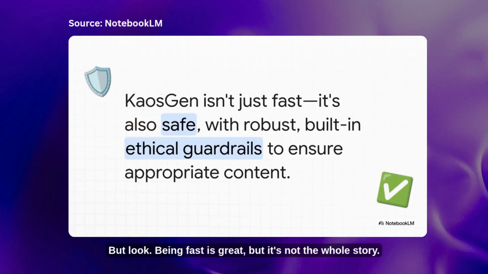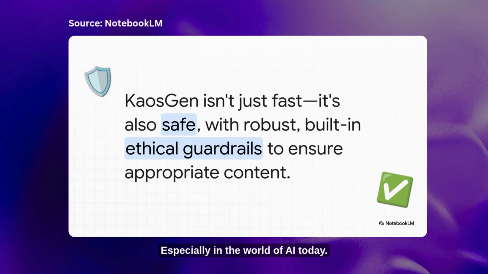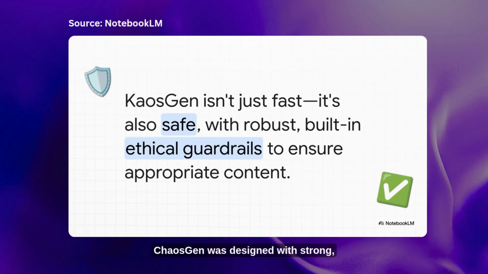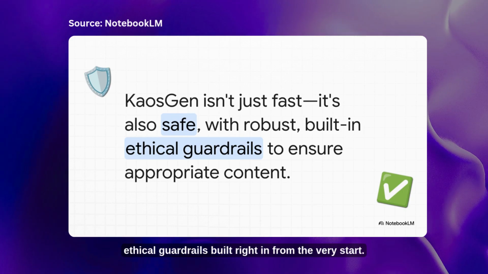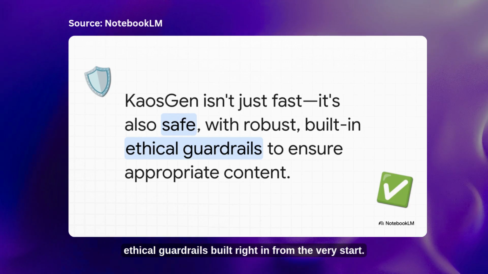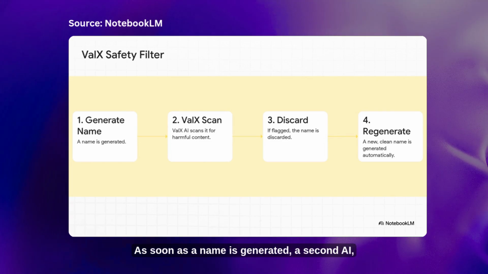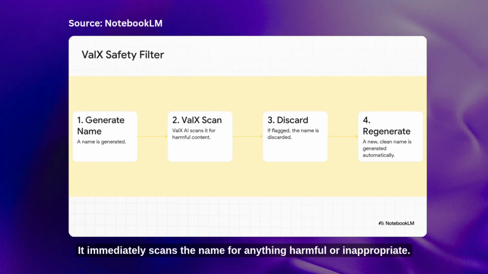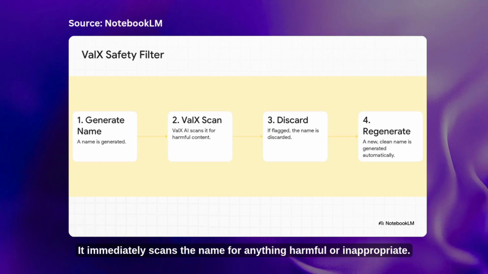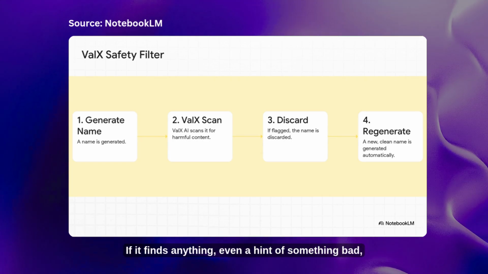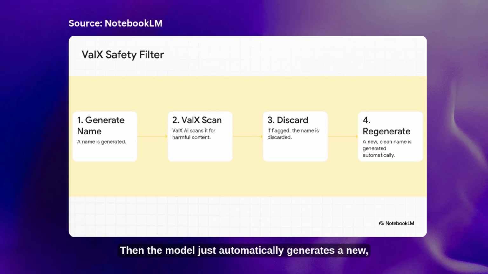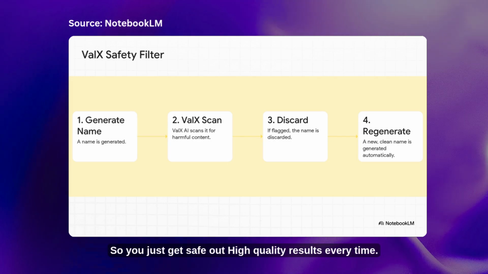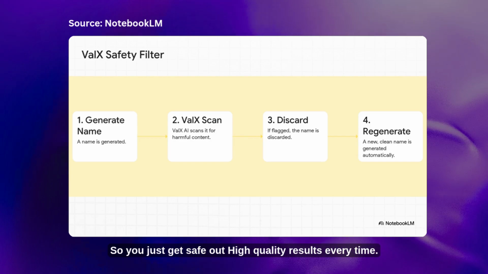But look, being fast is great, but it's not the whole story. Especially in the world of AI today, safety is absolutely critical. And the good news is, KaosGen was designed with strong ethical guardrails built right in from the very start. So here's how that works. As soon as a name is generated, a second AI, the Valak safety filter, acts like a bouncer. It immediately scans the name for anything harmful or inappropriate. If it finds anything, even a hint of something bad, that name gets tossed out instantly. Then the model just automatically generates a new, clean one for you. It all happens behind the scenes, so you just get safe, high-quality results every time.